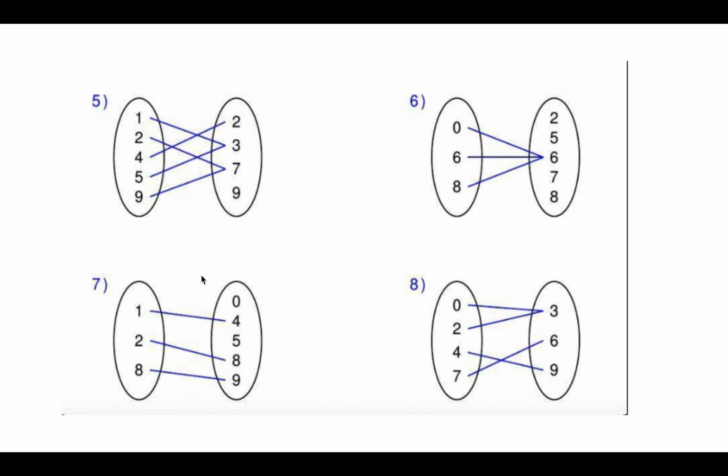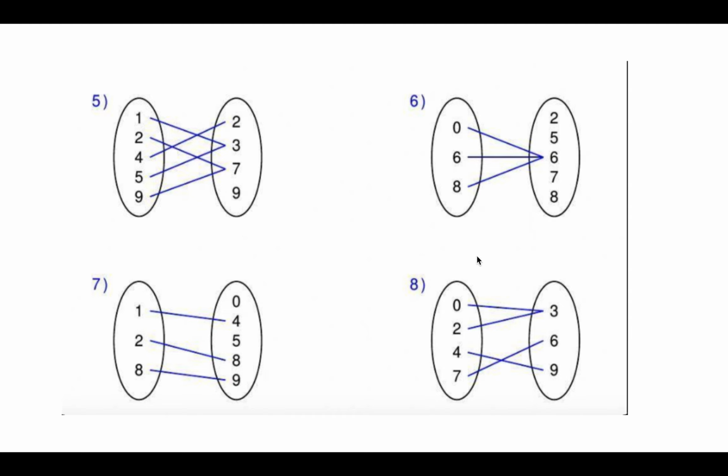The seventh one. Every element in the first set has an image in the next set, and every element in the first set has only one image in the next set. So it's a function. It's also a relation. I'm not saying it's not a relation. Actually, every function is a relation.